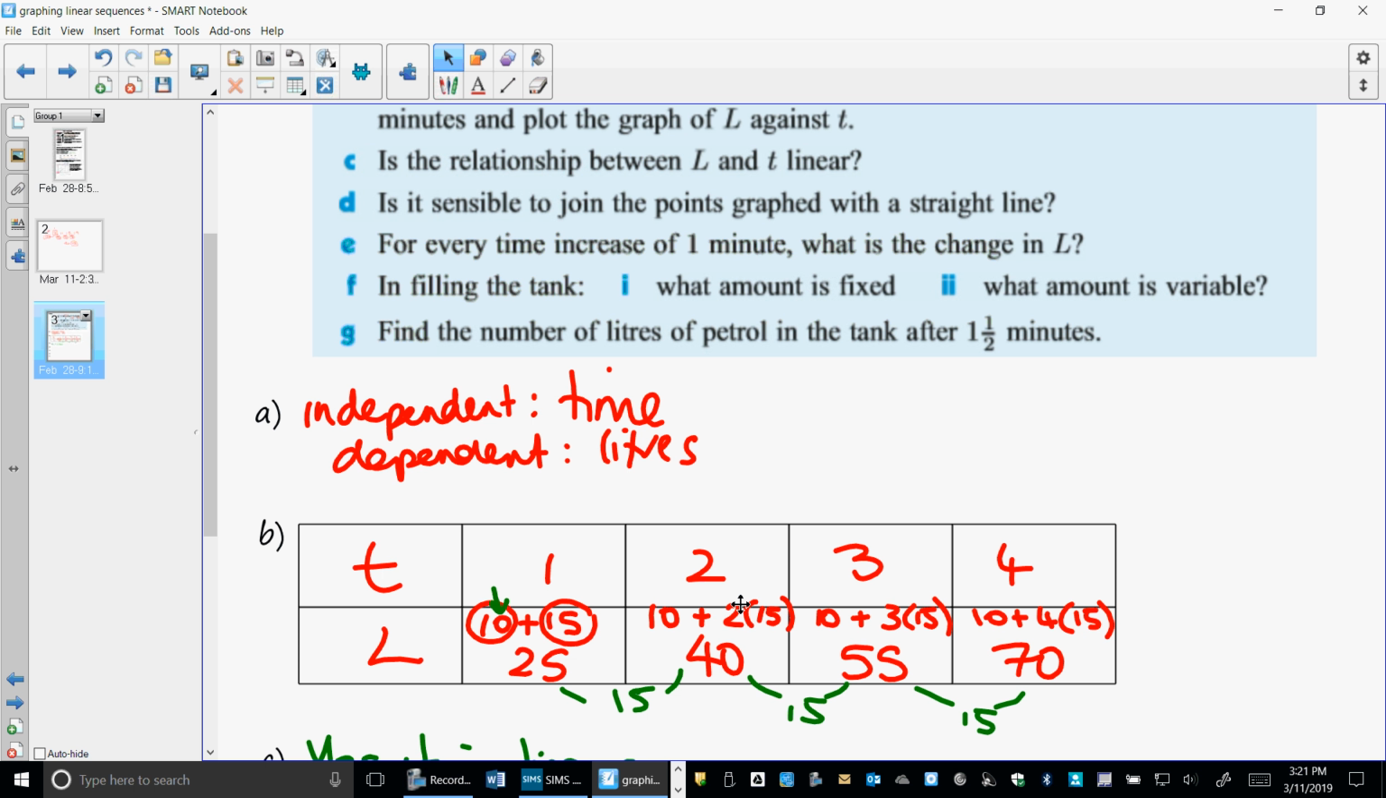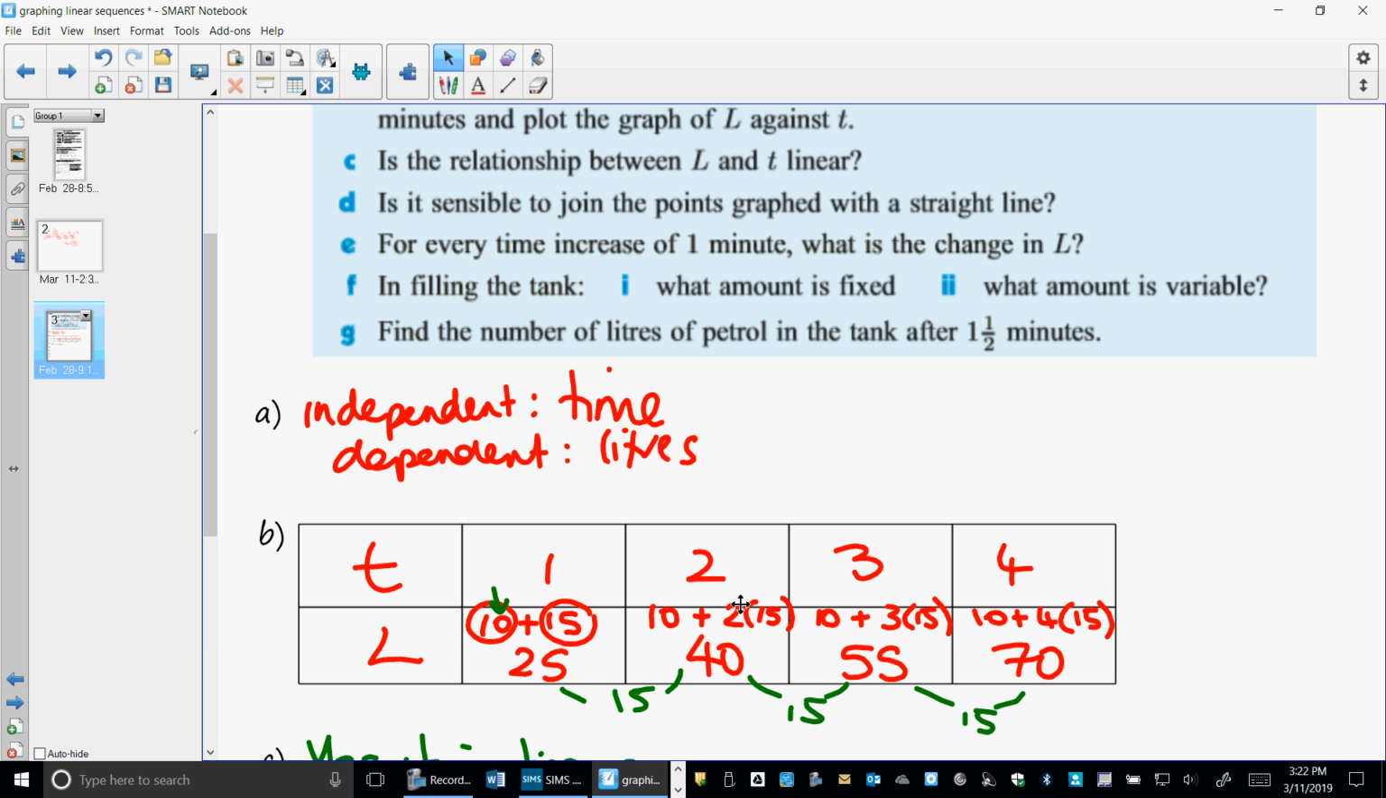The amount fixed is the amount of petrol in the tank beforehand. So that's the 10 litres. And then how are we going to find the number of litres in the tank after 1.5 minutes? You need to use your graph. You find between 1 and 2 minutes, so exactly halfway, and you need to read which value you're going to have. 32, okay?